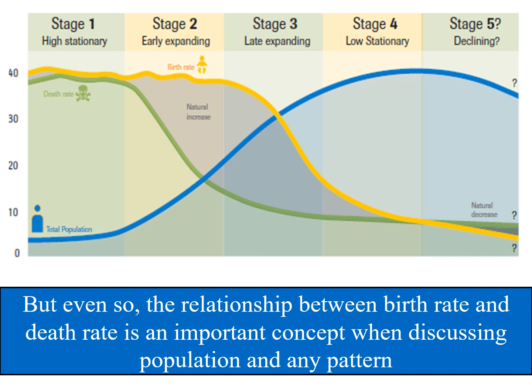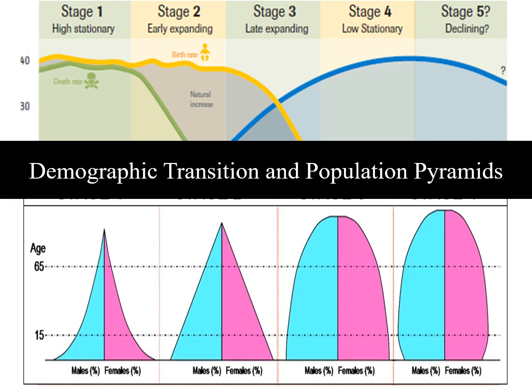But even so, the relationship between birth rate and death rate is an important concept when discussing population and any pattern. The demographic transition model and population pyramids. So if you guys remember, we learned about population pyramids in Chapter 3. And what's cool is those shapes of population pyramids can actually tell us what stage in the demographic transition a country is in.